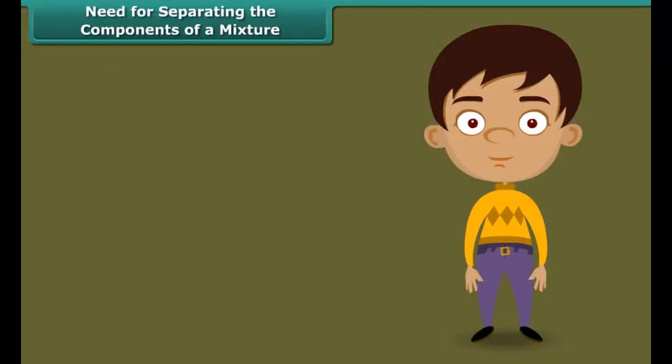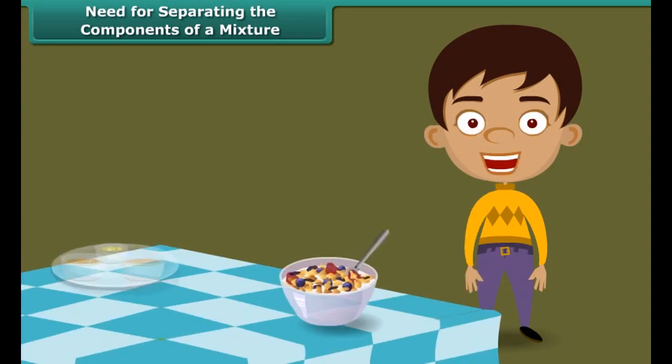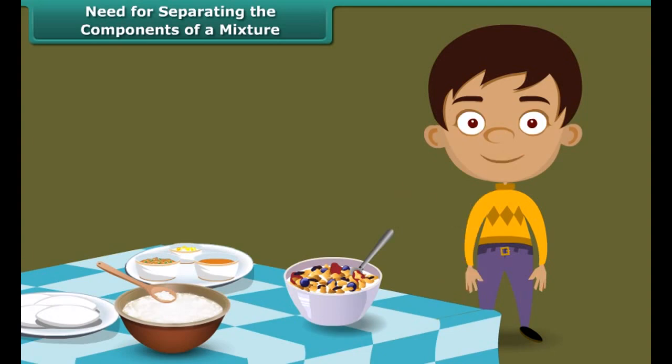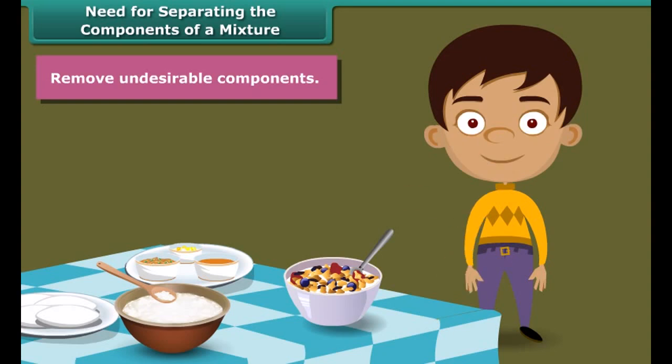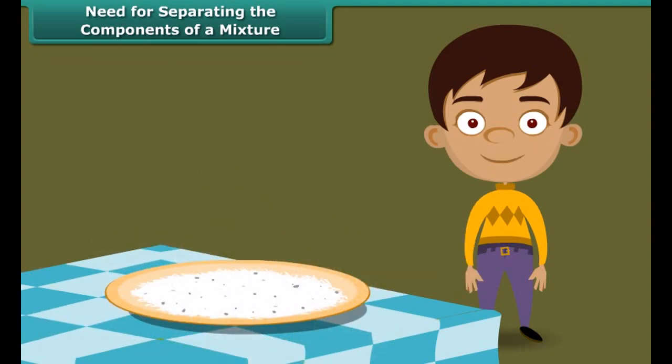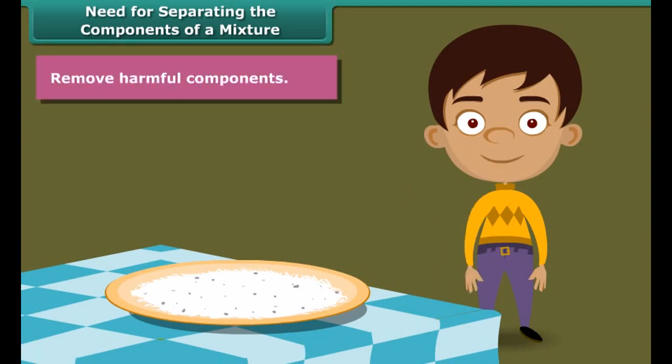Most of the things that we use in our daily life are in the form of mixtures. Not every component of a mixture is useful. For example, some food preparations may contain a constituent that is not liked by us. We remove it to make the food item suit our taste. So, one reason for separation is removal of undesirable components. Similarly, we find stones, mites, etc. in rice, wheat, pulses, etc. We remove them before cooking because they are harmful to our body. So, the second reason for separation is removal of harmful components.